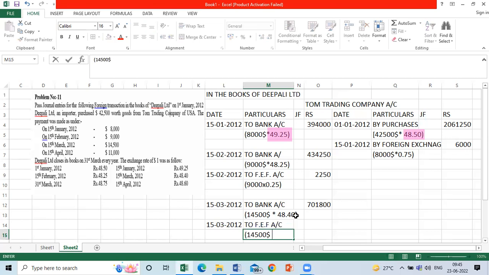$14,500 multiplied by 10 paisa, that is 0.10. That comes to 1450. Now comes the most important part.